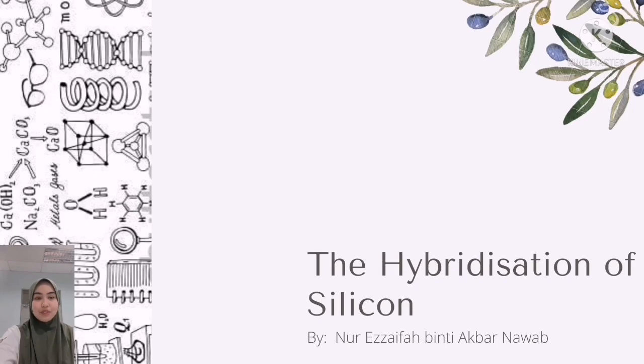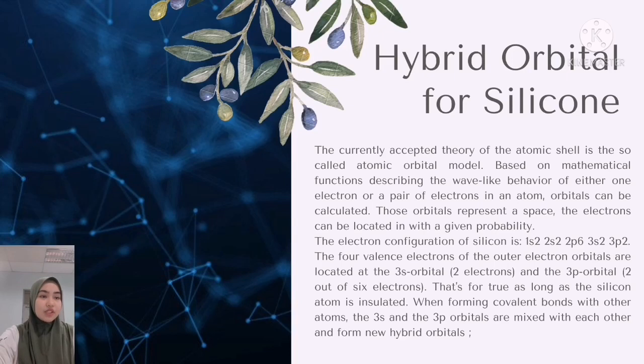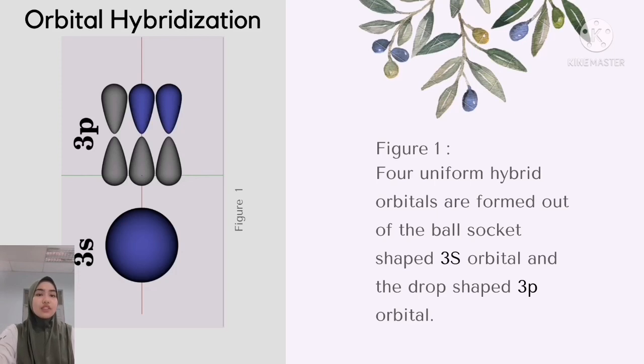And I'm here today to present about the hybrid orbitals of silicon. The currently accepted theory of the atomic shell is the so-called atomic orbital model, based on mathematical functions with which the wave-like behavior of either one electron or a pair of electrons in an atom's orbital can be calculated. Those orbitals represent a space the electron can be located in with a given probability. As you can see on the slide, it shows orbital hybridization of 3s and 3p, and it shows 4 uniform hybrid orbitals formed out of the ball-shaped 3s orbital and the drop-shaped 3p orbitals.